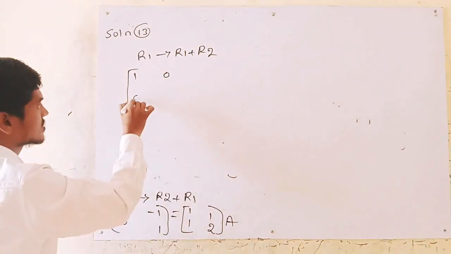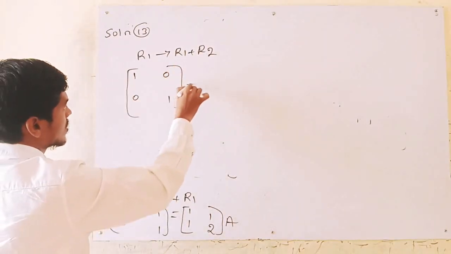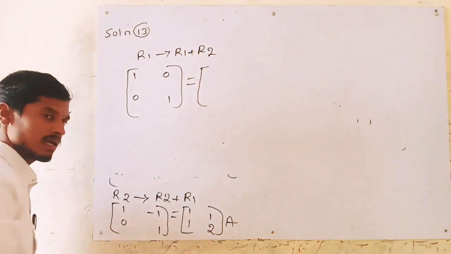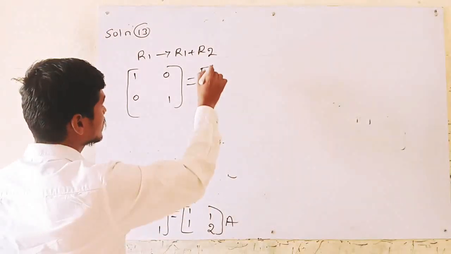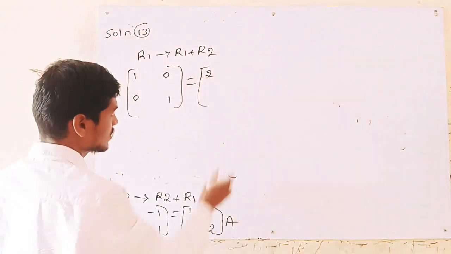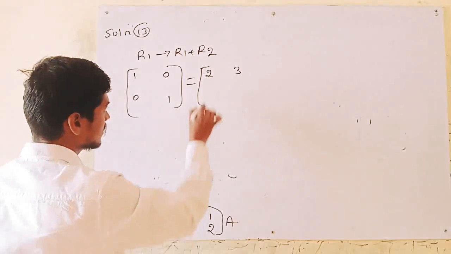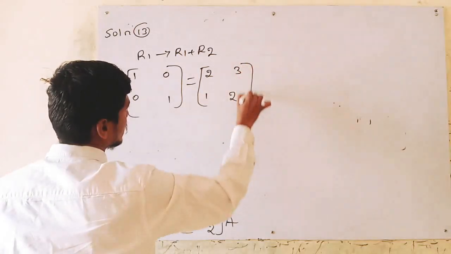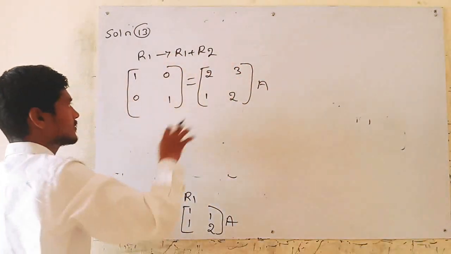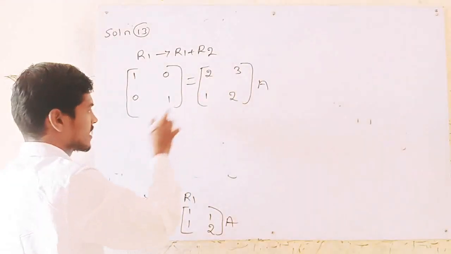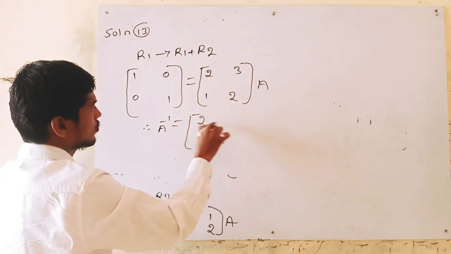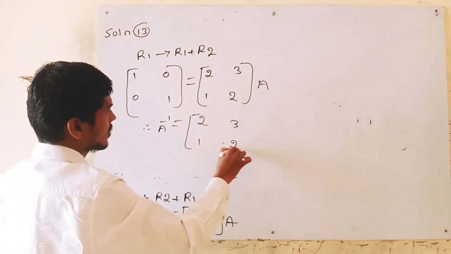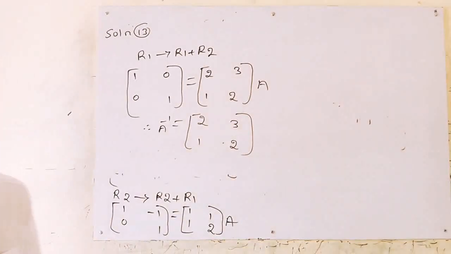R2 remains as it is, 0, 1. Simultaneously apply for this one. What is the result now? 1 plus 1 is 2, this one is 3, and this remains the same. Therefore, once you get the I matrix, it is your A inverse. Therefore A inverse is 2, 3, 1, 2. That's all. Now check the answer.